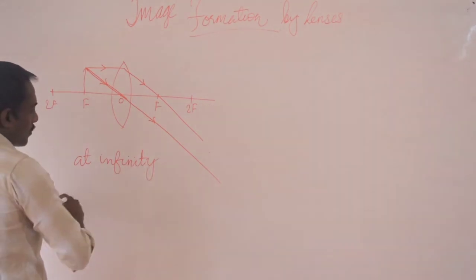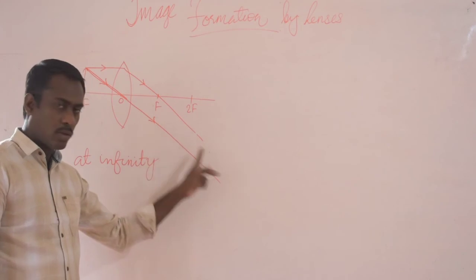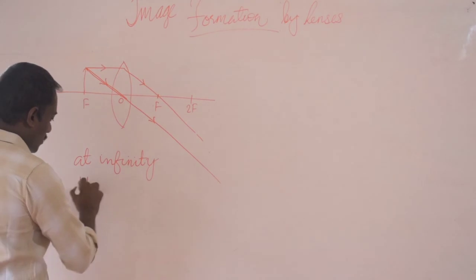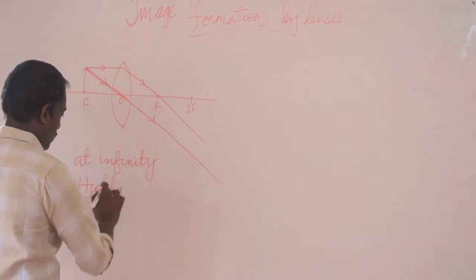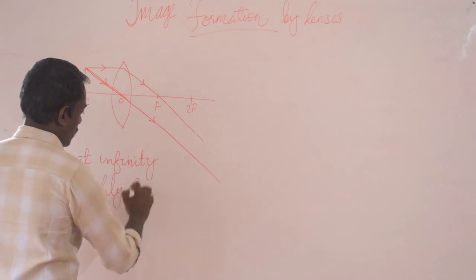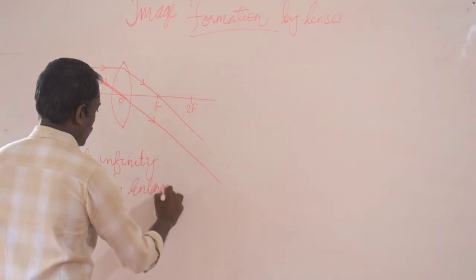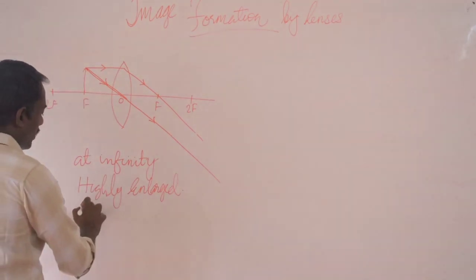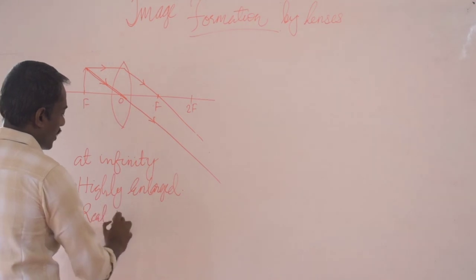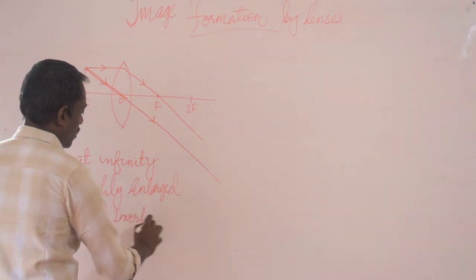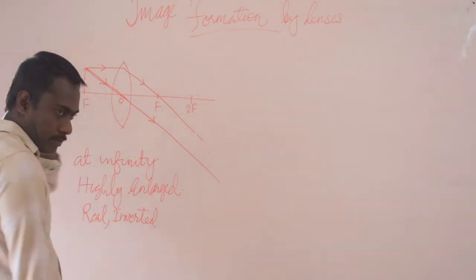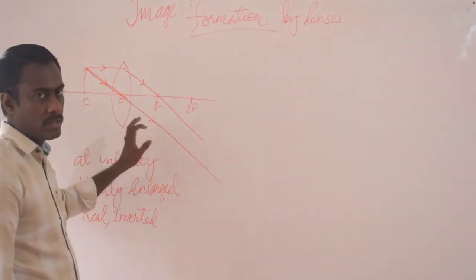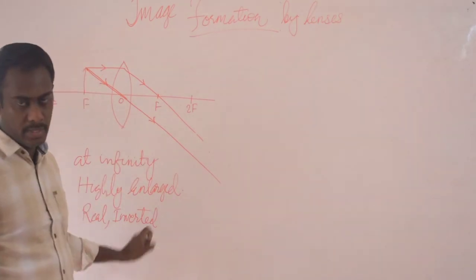And what about the size of the image? Since the image is formed at infinity, its size will be highly enlarged. And what about the nature? It will be real and inverted. Since the image is formed on the other side of the lens, it will be a real image, and if it is a real image, then it will be inverted.